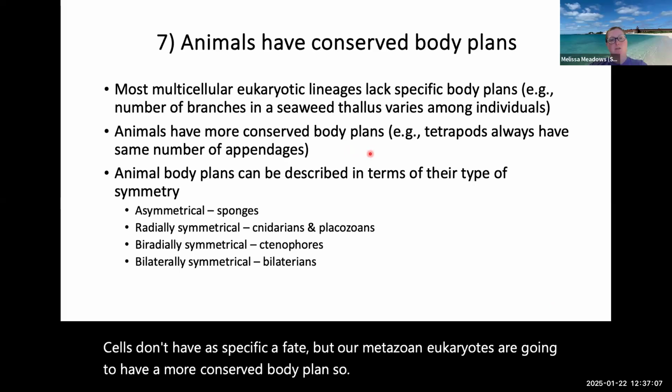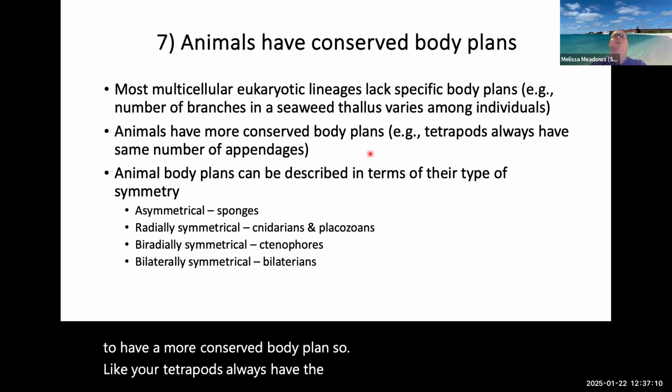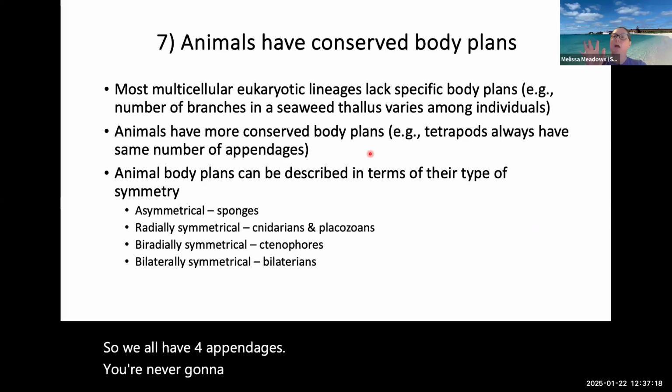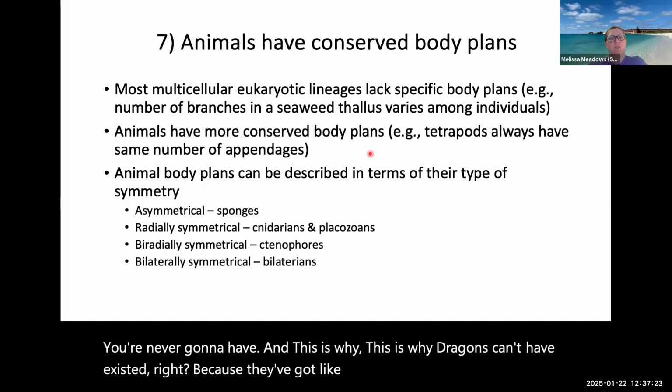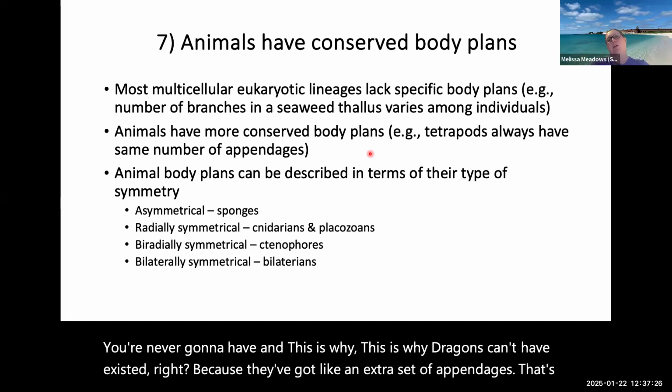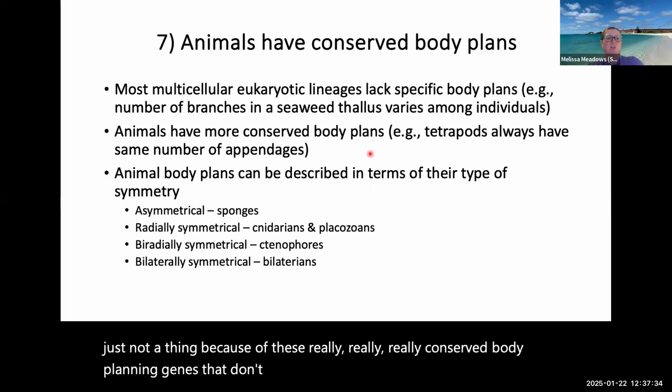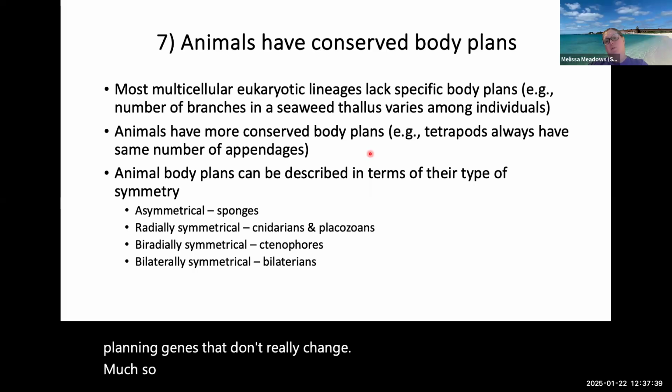But our metazoan eukaryotes are going to have a more conserved body plan. Your tetrapods always have the same number of appendages, right? We all have 4 appendages. And this is why dragons can't have existed, because they've got an extra set of appendages. That's just not a thing, because of these really conserved body planning genes that don't change much. Also, you're never going to have turtles with wings, or stuff like that.